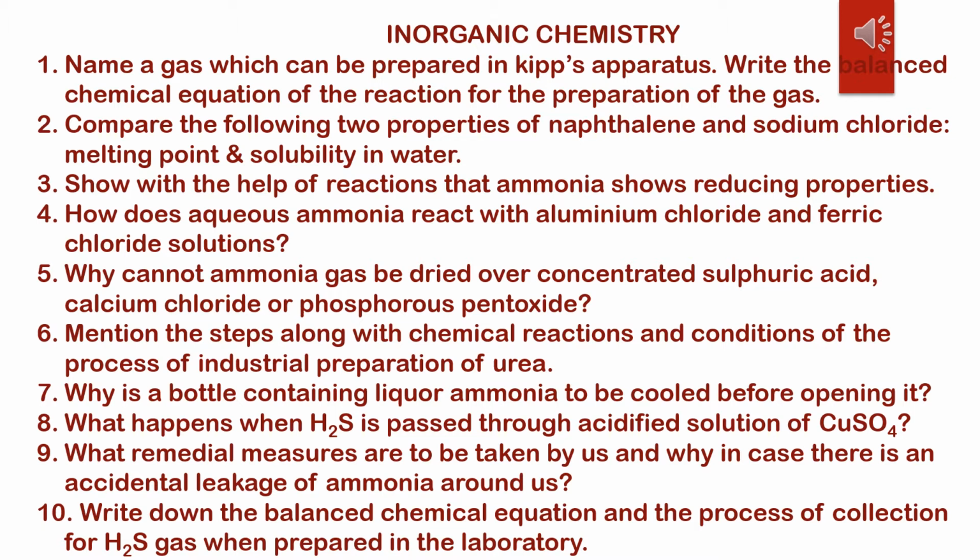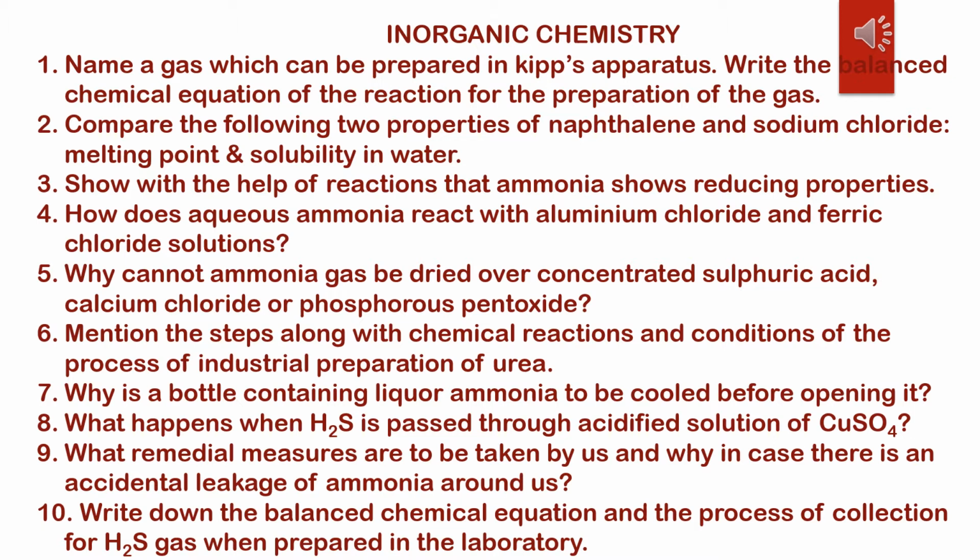Next question. What happens when H2S is passed through acidified solution of CuSO4? If H2S is passed through acidified blue-colored solution of CuSO4, the black precipitate of cupric sulfide, CuS, is formed. That is CuSO4 plus H2S equal to CuS down arrow, color is black, plus H2SO4.